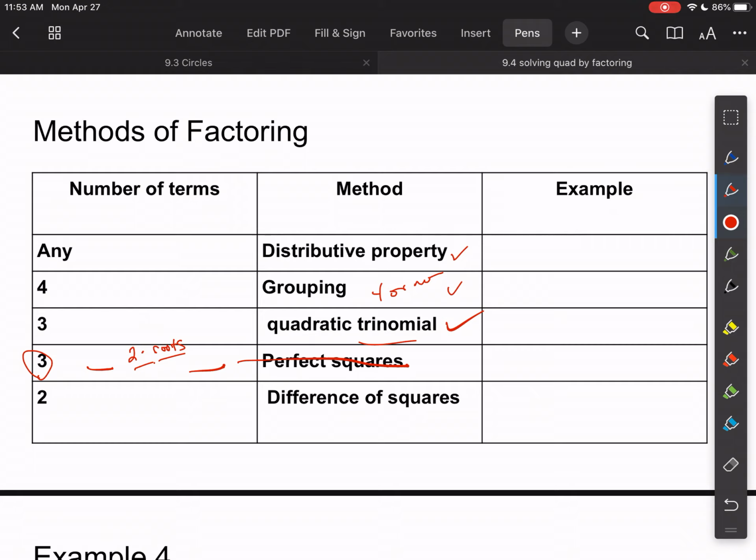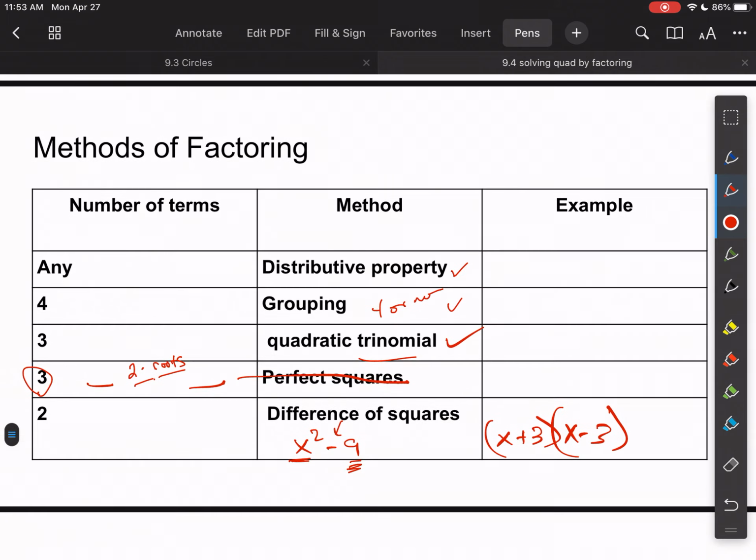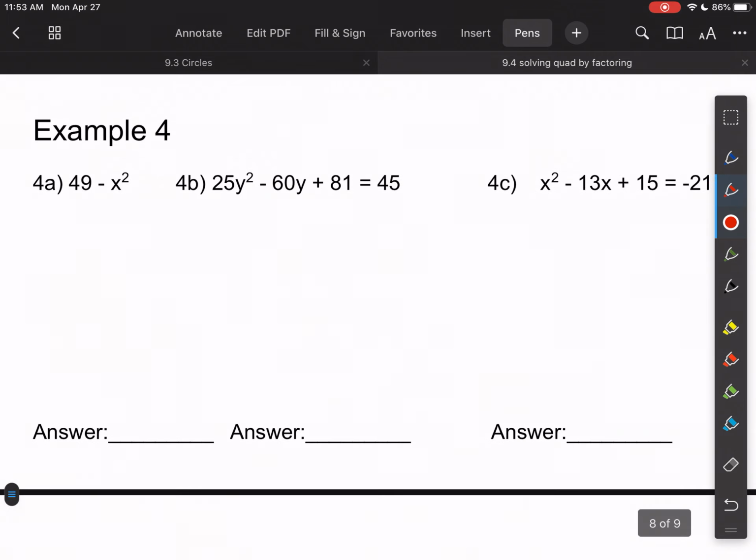Then the last one's the difference of squares, right? So if you have 2 terms like this, x squared minus 9, it's always a difference. This is a perfect square, this is a perfect square, so the factors would be x plus 3, x minus 3. Remember, because we want the middle term to cancel out. It's just the root of this plus or minus the root of that. So those are just some reminders from last chapter, but let's move on.